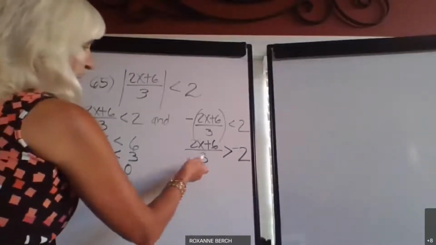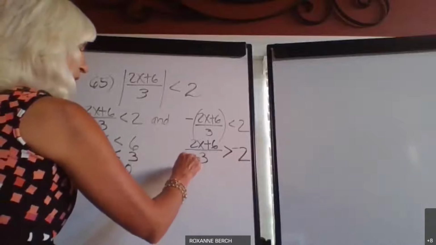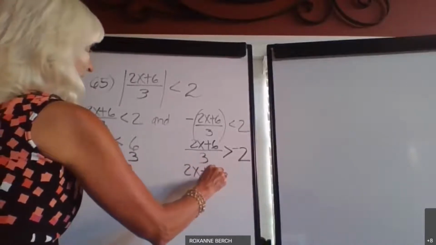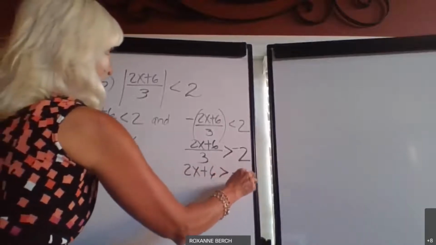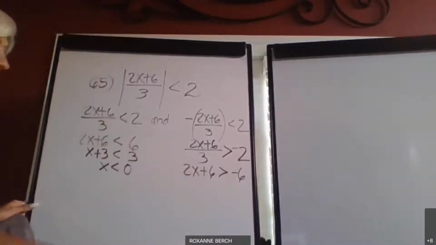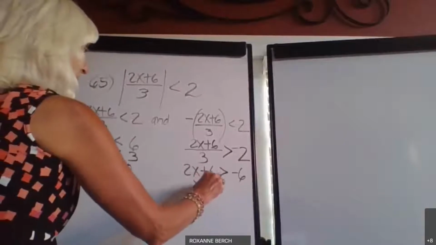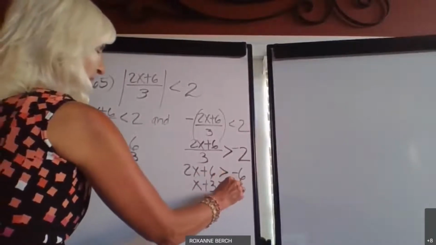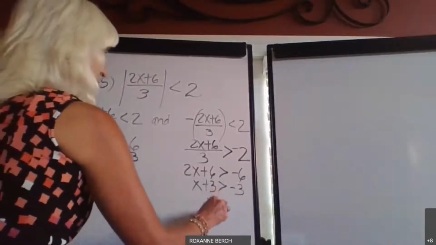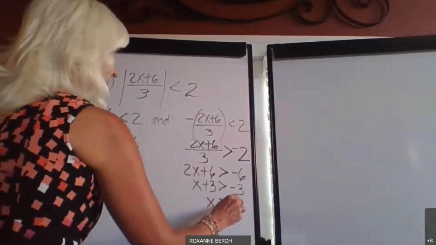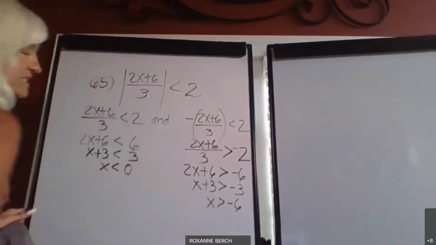Okay, now we're going to multiply both sides by 3. So we have 2x plus 6 multiplying by 3. Multiply by 3 is a negative 6. So once again, I'm going to divide by 2, divide by 2, divide by 2. And now when I subtract 3, I get a negative, and a negative 6.